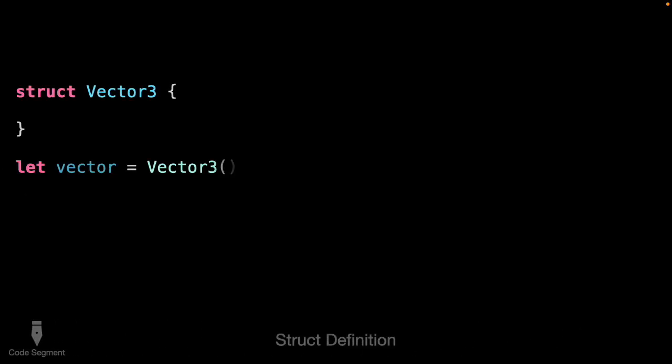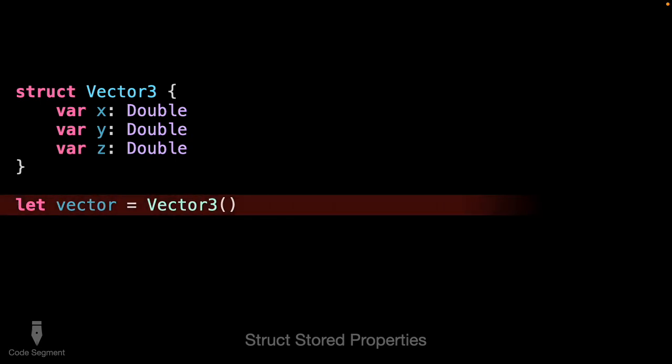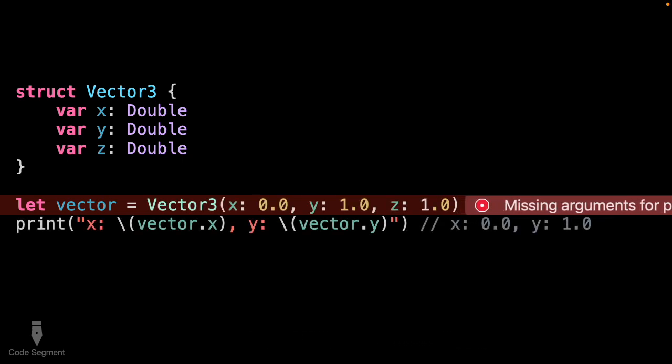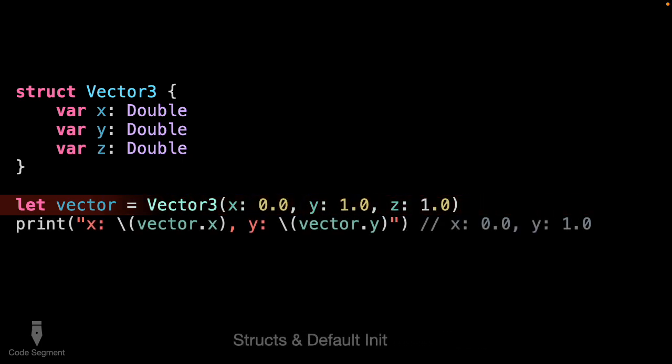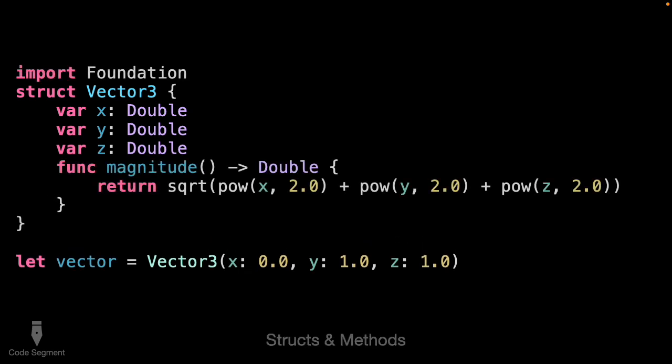Structs. Structs are value types. They're defined in almost exactly the same way as classes, which we haven't looked at, but we will. Structs have properties. Properties are pieces of data that you store within the struct, and then you have to assign them when you initialize the struct. This is the default initializer, which gets synthesized for you when you use a struct, which is very nice. Structs can also have functions within them, also known as methods.